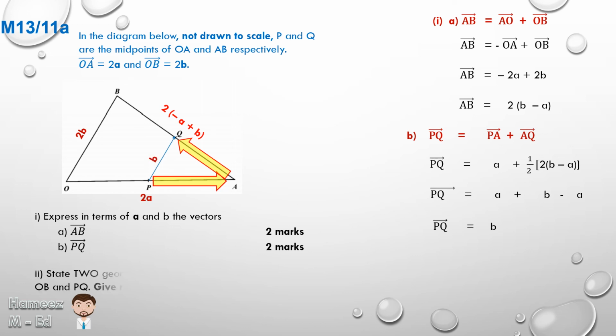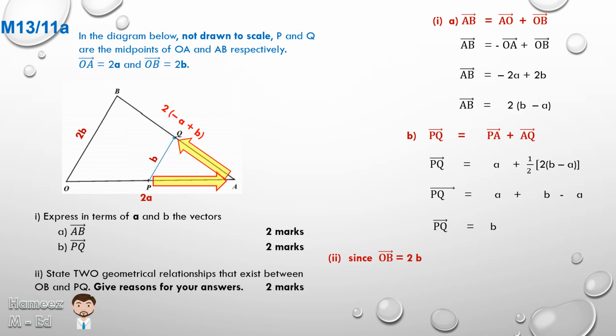And part 2 of the question. State 2 geometrical relationships that exist between OB and PQ, giving reasons for your answer. Well, since OB is equal to 2b, that means that OB is equal to 2 times PQ. So that tells us that they are parallel. These two lines, OB and PQ, are parallel to each other. And they are also scalar multiples, as one is twice as long as the other.